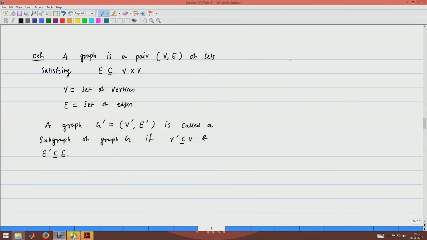So, let me give an example of a graph. These are the vertices of the graph and I call them V 1, V 2, V 3, V 4, V 5 and an edge joins two vertices. So, this edge I call E 1 which joins V 1 and V 2. This is another edge which joins V 1 and V 2. I call it E 2.